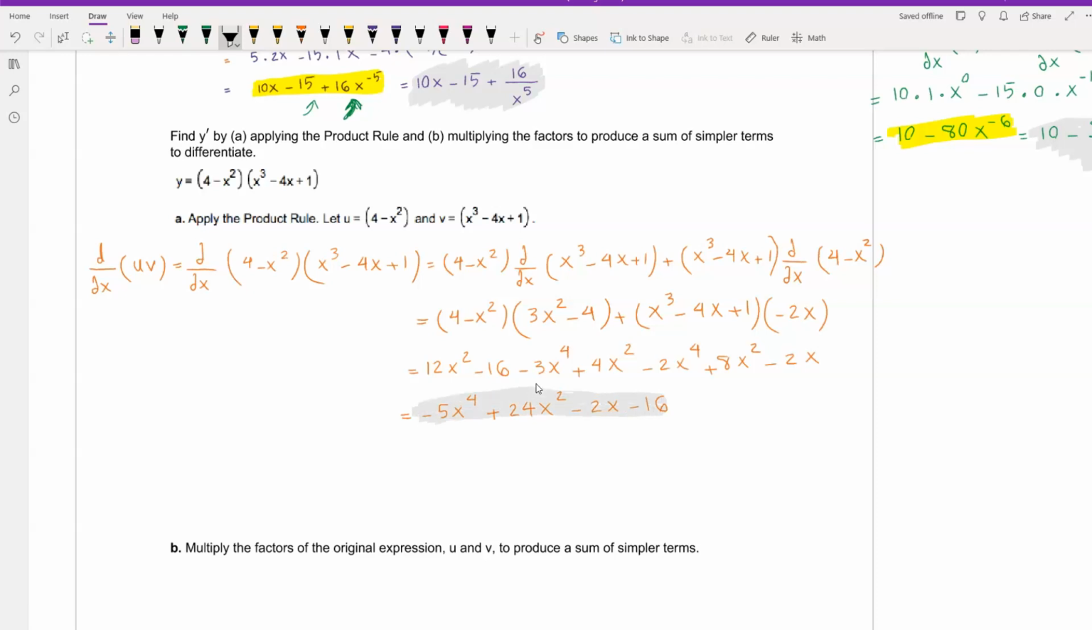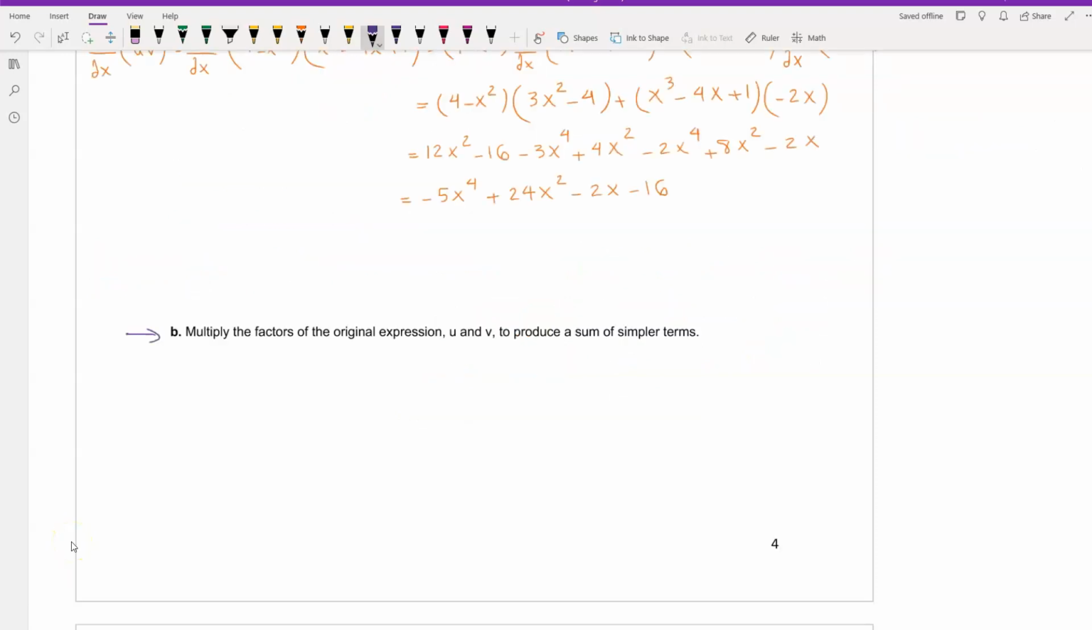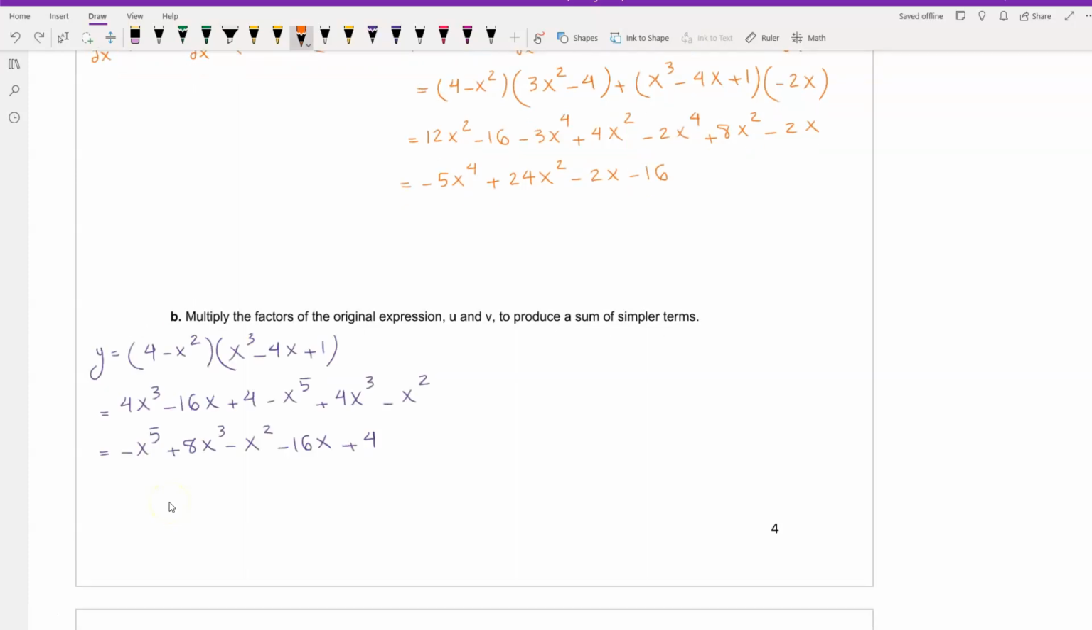So our final answer is negative 5 times x to the 4th power plus 24 x squared minus 2x minus 16. Now here in part B, multiply the factors of the original expression u and v to produce the sum of simpler terms. So here I multiplied and combined like terms. So this is what we have for y, negative x to the 5th power plus 8 times x cubed minus x squared minus 16x plus 4.